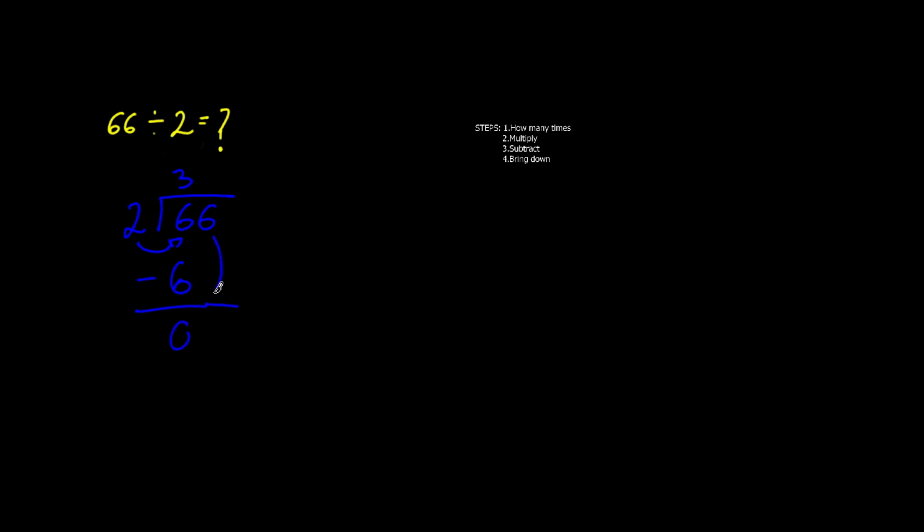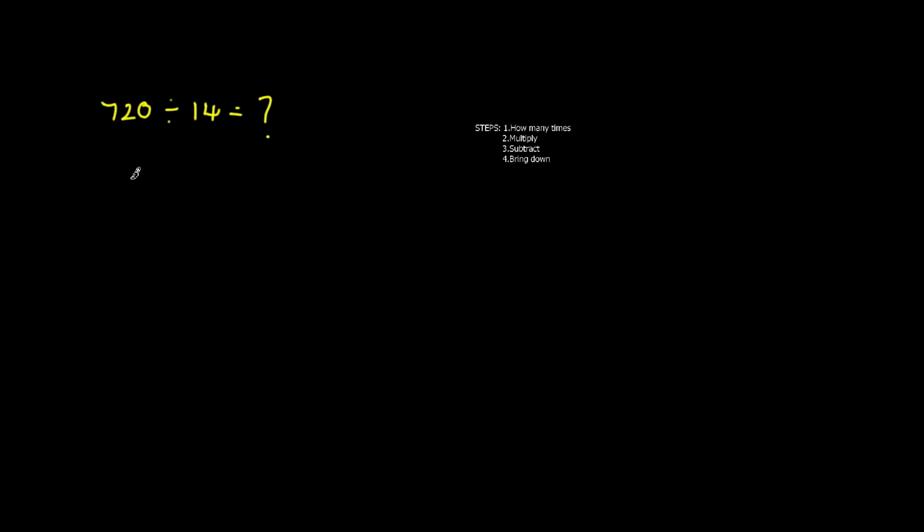Okay, and then for the fourth step, we bring down that 6 over here, and then 2 can go into 6 3 times, right? And then 2 times 3 will give us 6 again. We subtract, and then 6 minus 6 will give us 0. Therefore, our final answer here will be 33, remainder 0.